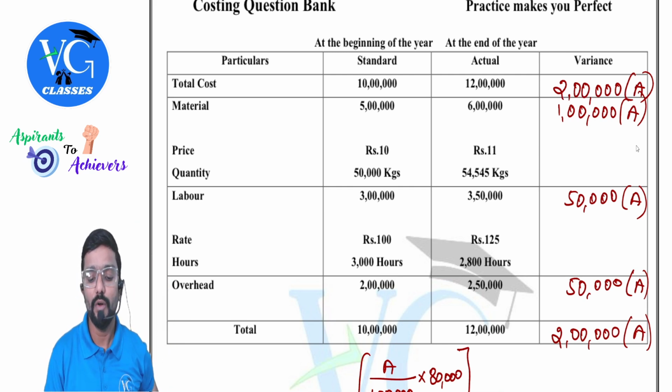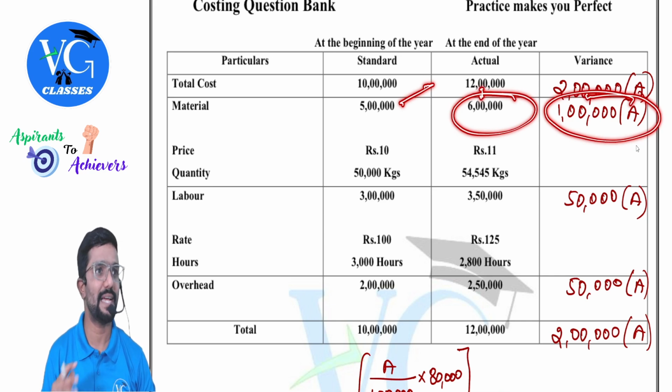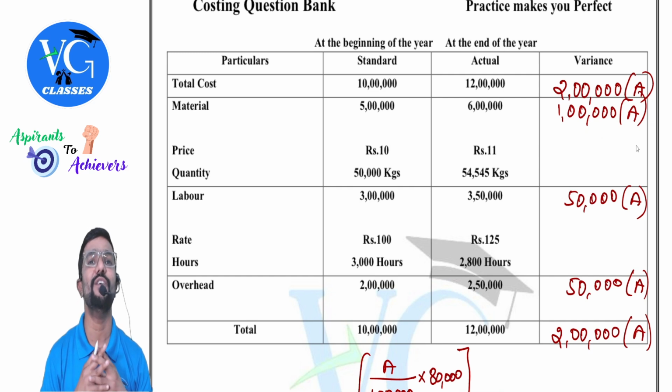Okay, sir. Now, standard material cost was supposed to be 5 lakh, but actually I have incurred 6 lakh. That means 1 lakh more. So, what is the material variance? 1 lakh adverse. Means I have incurred an additional material cost of 1 lakh.